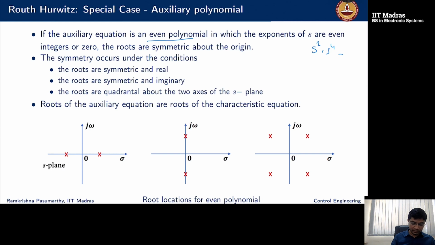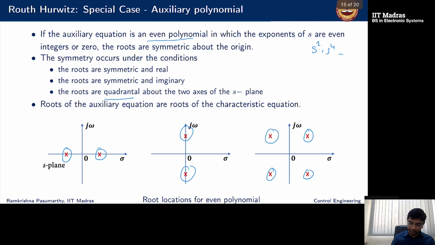The symmetry occurs under the condition that, of course, the roots are symmetric and real. Or the roots are symmetric and imaginary, and the roots are quadrantal about the two axes of the S plane. So these are the possibilities. If there is a j omega, there is a negative of j omega. There is this, there is this, and if there is this, there is this, and so on.